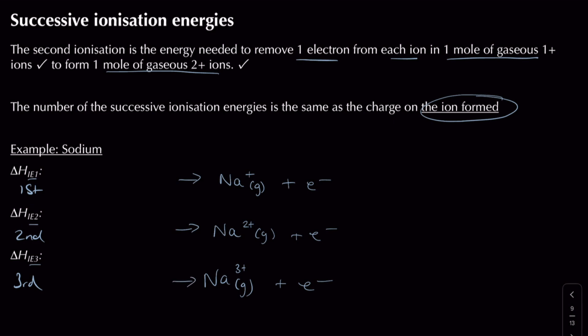Well, the sodium 1+ ion must have come from sodium that is a gas, and then sodium 2+ ions must have come from sodium 1+ ions, which is a gas again, and then sodium 3+ ions must have come from sodium 2+ ions, which is a gas again. You can see here I've got first, second and third ionization energies, and that's how we write the equations for that.